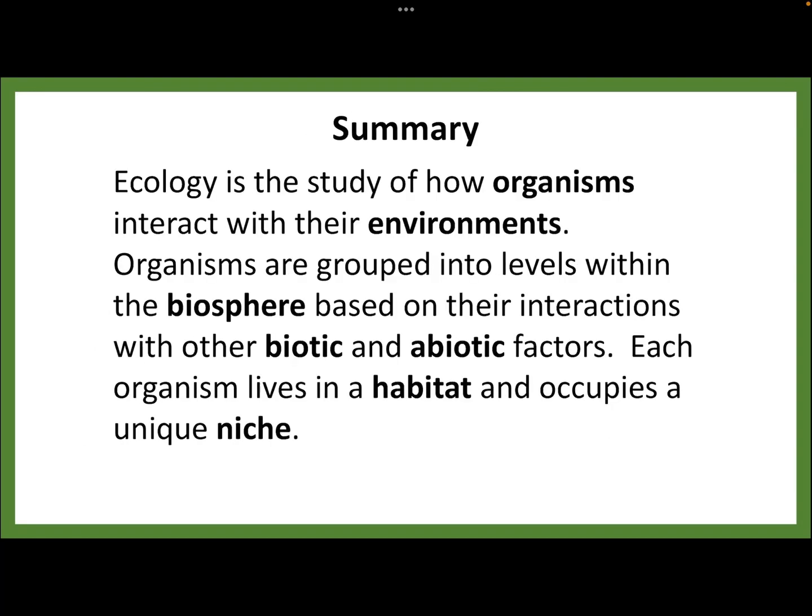To summarize our ecology section, ecology is the study of how organisms interact with their environments. You need to remember that this includes both abiotic and biotic factors, so that is the living and the non-living things and how organisms interact with each other. That is what ecology is all about.